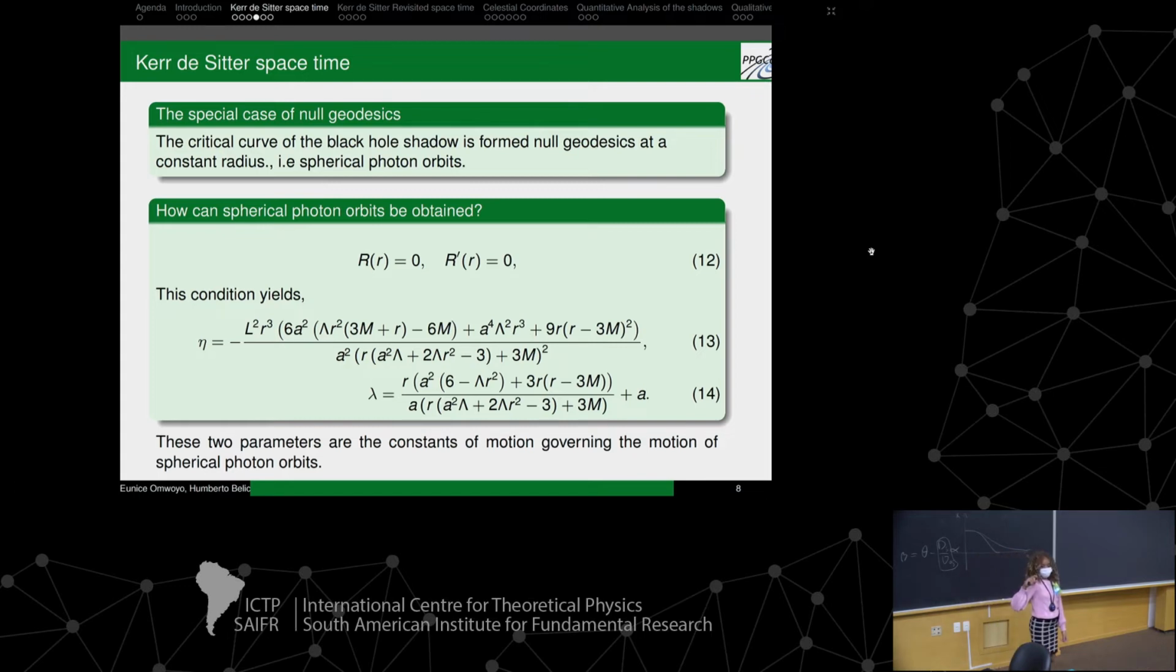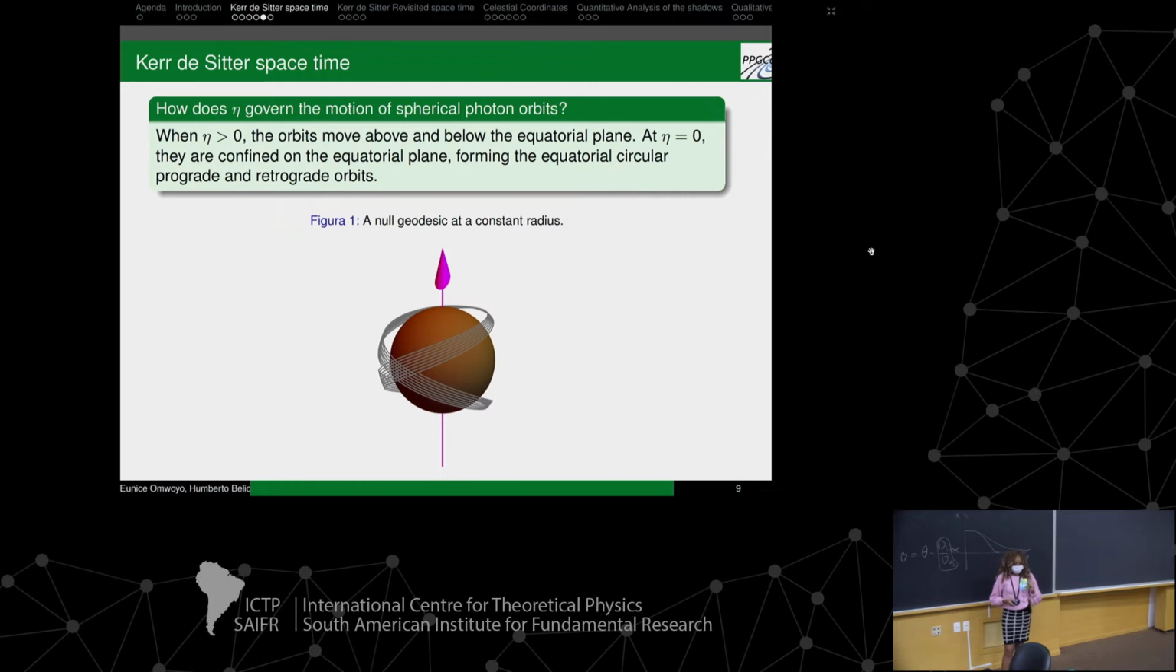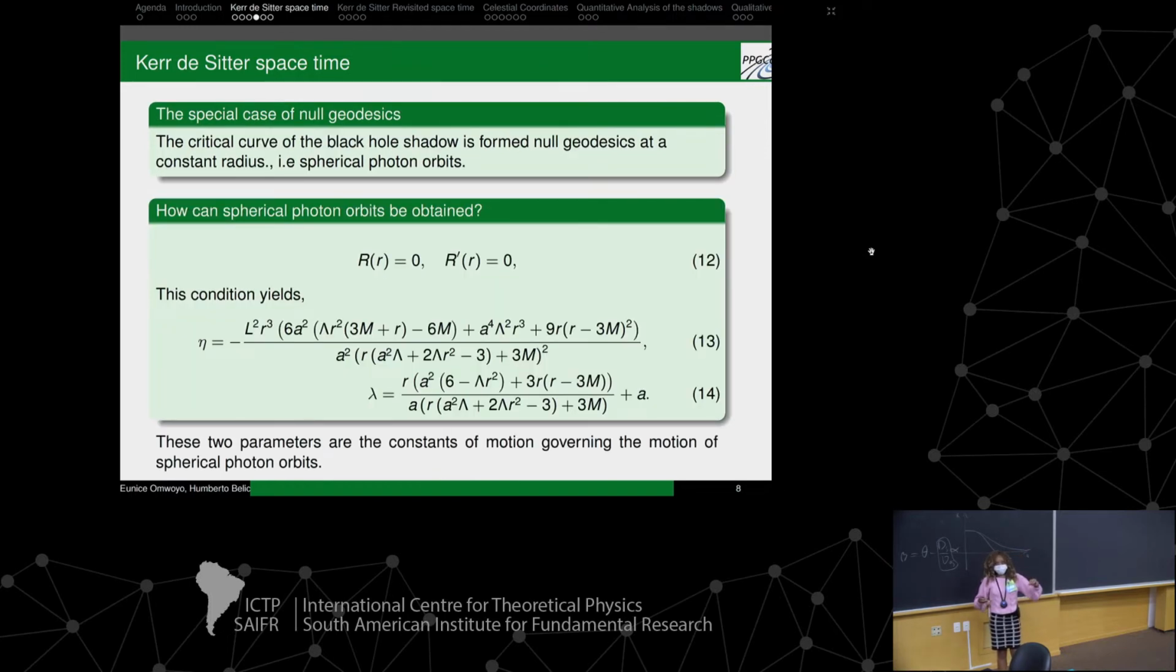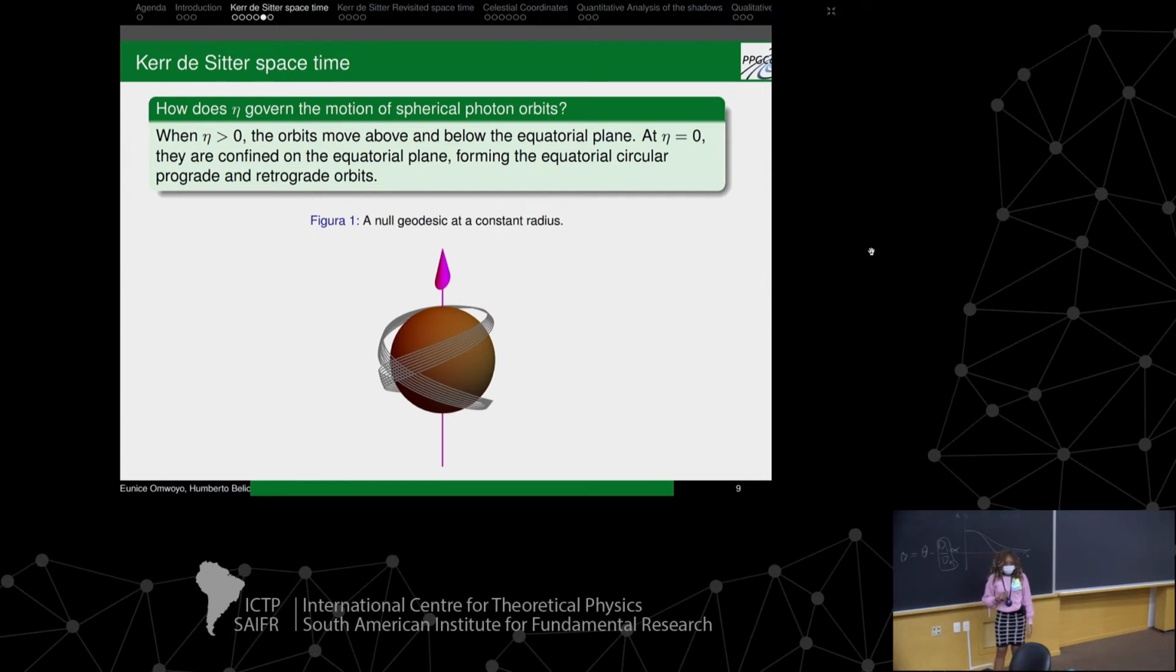Solving these equations simultaneously, we obtain equations 13 and 14. These are the constants of motion related to those two Killing vectors that we talked about, which I hope we remember. So these are the constants of motion that govern the motion of spherical photon orbits in this spacetime. Equation 10, this eta, is important to this work. We find that these two constants of motion control the motion of orbits in various ways, especially when eta is 0 or greater than 0, the photons are going to behave in different ways.